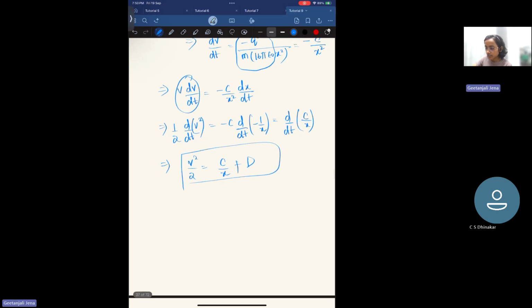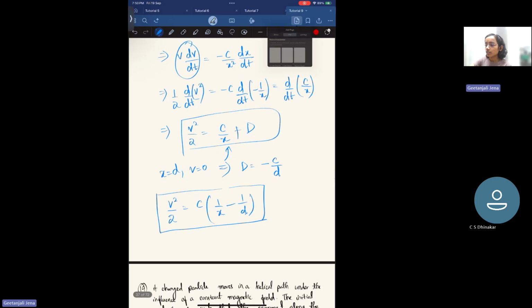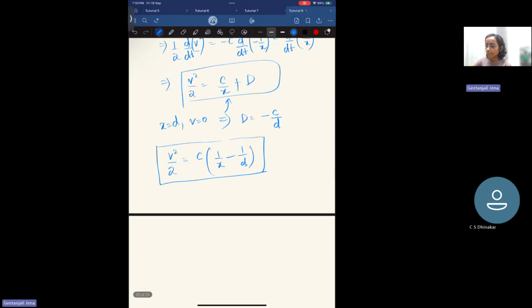So it's given that at x equal to d, it is released. That means the initial velocity is 0. So v is 0. So if you put it here, you will get the constant as minus c by d. So v squared by 2 is c times (1 by x minus 1 by d). So this is the relation between the velocity and the distance of the particle from the plane.